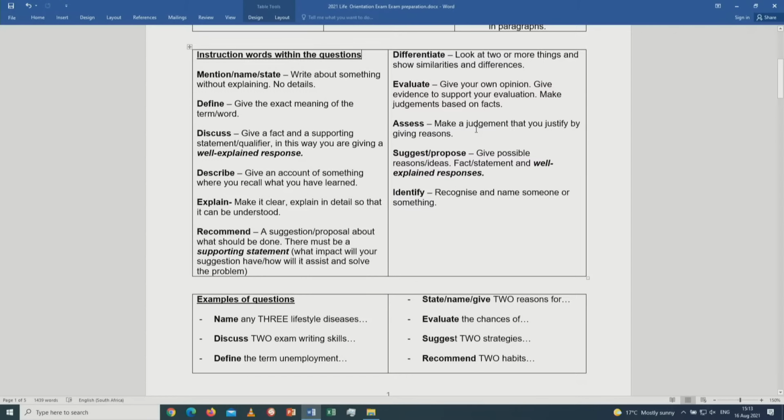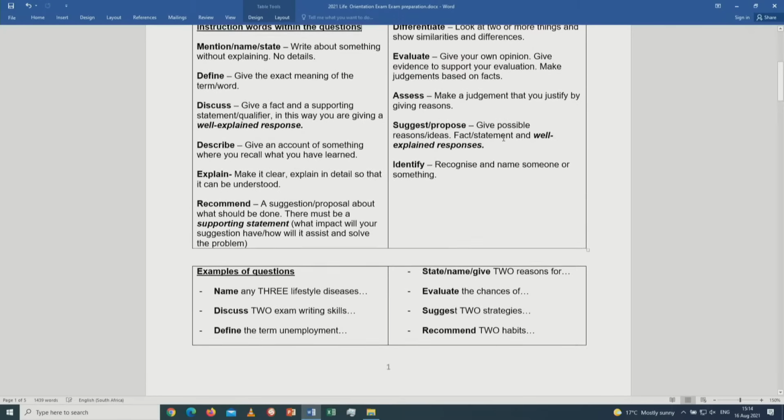Common mistakes made by learners. Usually they don't answer what they are being asked. And as a result, they give irrelevant responses. And the reason for that is due to the fact that they do not take time to understand these instruction words. So just be careful when you get to your planning of your responses.